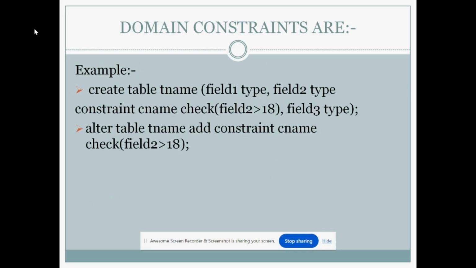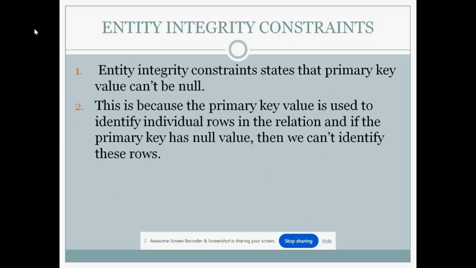Now coming to the second one, that is entity integrity constraint. Entity integrity constraint states that a primary key value can't be null. This is because the primary key value is used to identify individual rows in the relation, and if the primary key has a null value, then we can't identify those rows.